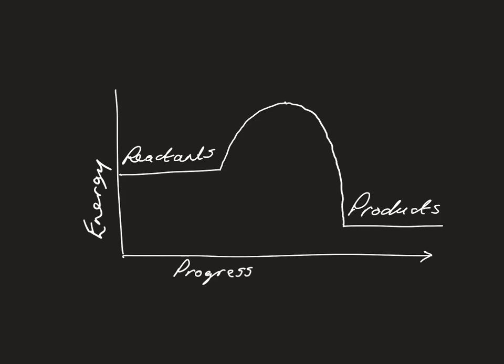Now, remember, there are various arrows that we can draw on this energy level diagram, and for example, the difference between the amount of energy in the reactants, in the bonds of the reactants, and the peak of the energy level diagram, well, this is the activation energy, isn't it? So that's the amount of activation energy.